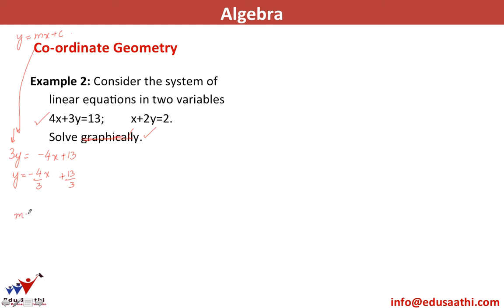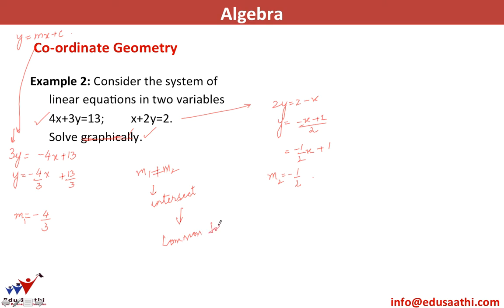So here the value of m, or the slope, is minus 4 by 3. Now if I look here, 2y is equal to 2 minus x. So y is equal to minus x plus 2, all divided by 2. So the value that I will get is minus 1 by 2 x plus 1. So the slope that I get here is minus 1 by 2. The slopes I will refer to as m1 and m2. Since m1 is not equal to m2, they will intersect for sure. And when they intersect, I will have a common solution to both the equations, a unique solution for both the equations.